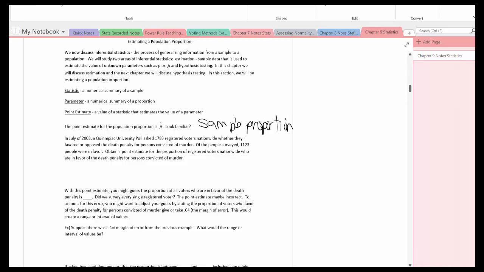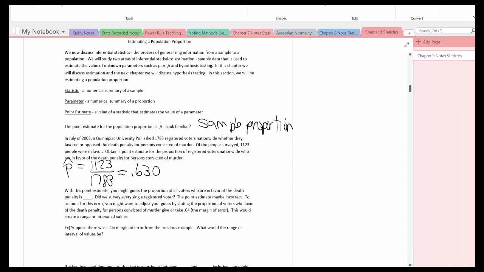Okay, let's take a look at a quick example. So in July of 2008, a poll asked 1,783 registered voters nationwide whether they favored or opposed the death penalty for persons convicted of murder. Of the people surveyed, 1,123 were in favor. Obtain a point estimate for the proportion of registered voters nationwide who are in favor of the death penalty for persons convicted of murder. So p hat in this case is going to be equal to 1123 over the total, 1783. To 3 decimal places, this is 0.630.